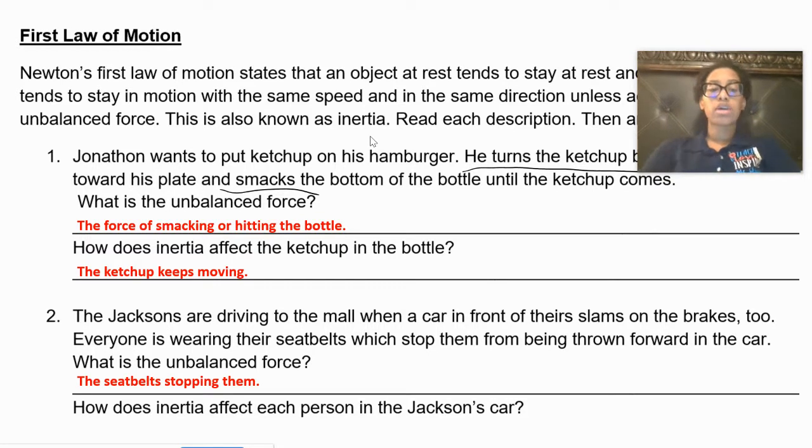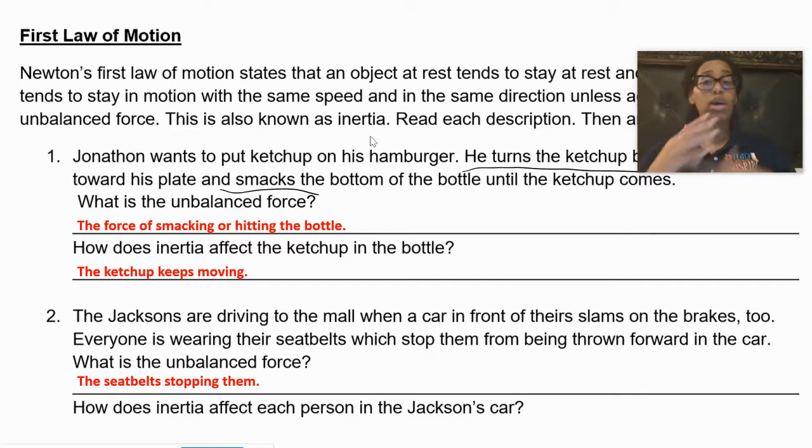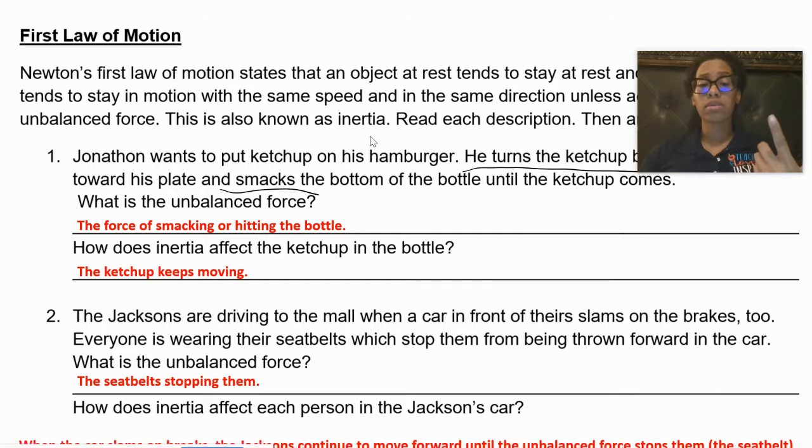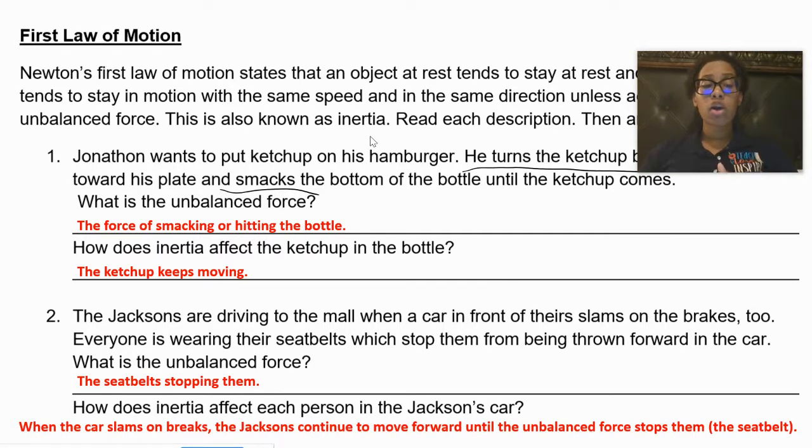How does inertia affect each person in the Jackson's car? Well, we know that objects in motion want to stay in motion. Objects are lazy. They want to keep doing whatever they're doing. So how does that affect the Jacksons? Well, the Jacksons are going to keep moving forward until that seatbelt, that unbalanced force, stops them. So when the car slams on brakes, the Jacksons continue to move forward until the unbalanced force stops them, the seatbelt.